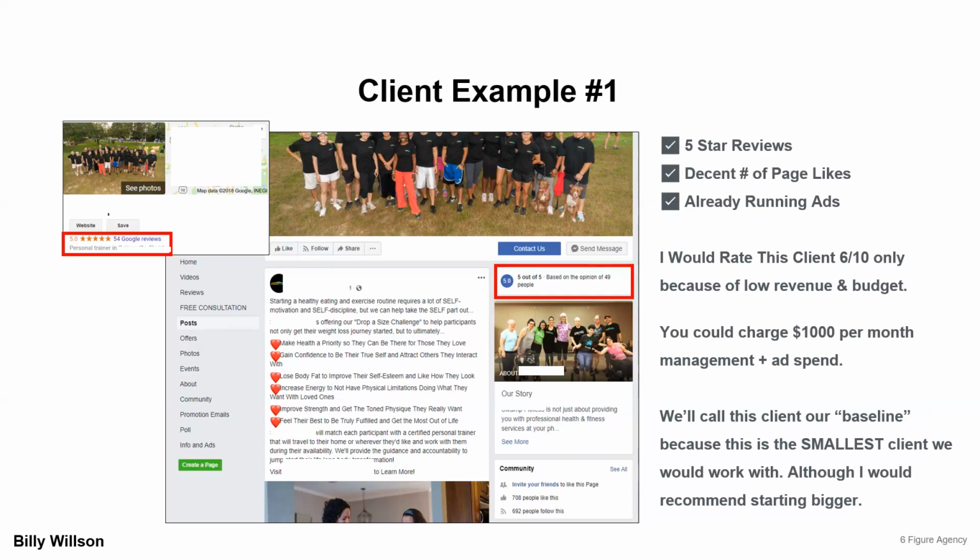And you could charge $1,000 per month management plus ad spend. So we'll call this client our baseline because this would be the absolute smallest client we would work with. And I would recommend starting bigger. I would really recommend starting bigger.